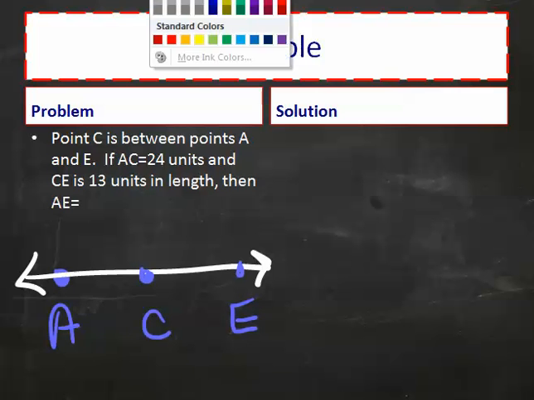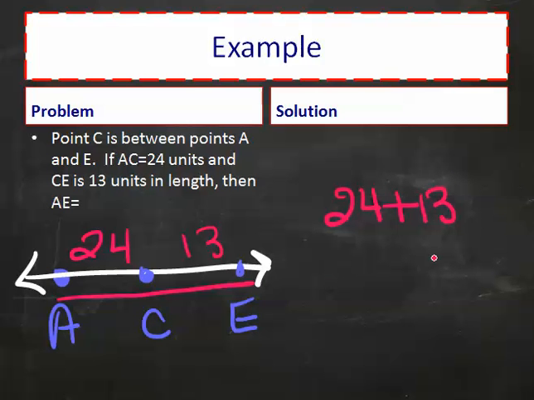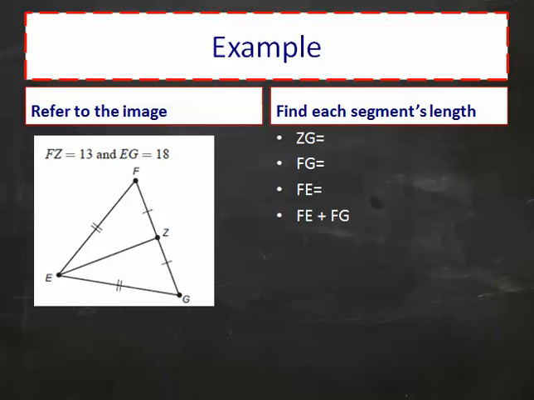Then I'm going to start doing some labeling here. It says AC is 24 and CE is 13. So then what is the length from A to E? Well, you use your segment addition postulate. You say 24 plus 13 is going to equal AE. When you add 24 and 13, you get 37. And it would be 37 units because that's what was said in our problem. And there's your solution. Okay, let's go on to the next one.